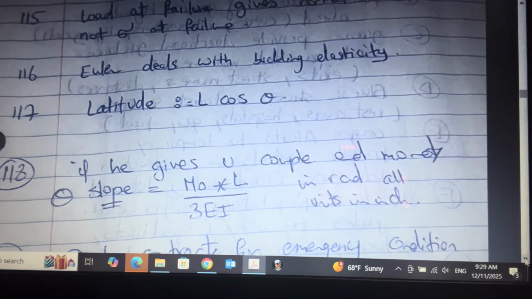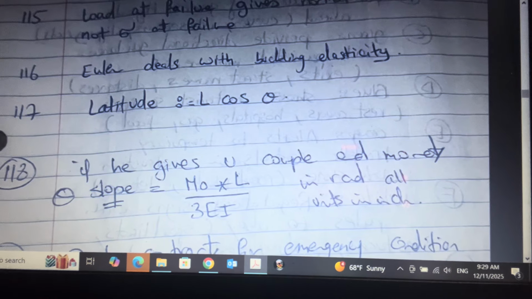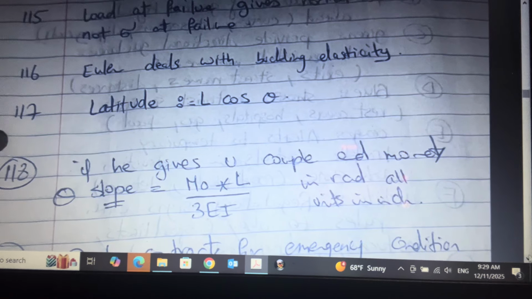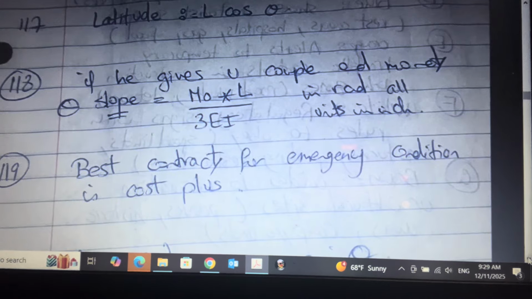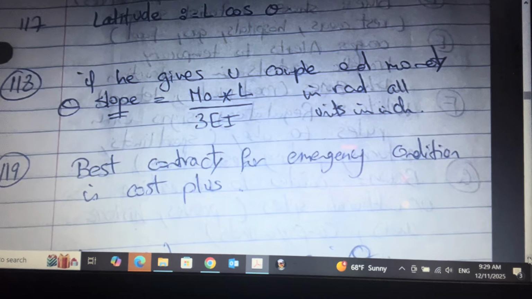Also, if you have been given a U-couple end moment for any beam, the slope of that is the moment multiplied by length divided by 3 multiplied by EI, and the unit of the calculation is in radian, all units in inch. Best contract for emergency conditions is cost plus contracts.